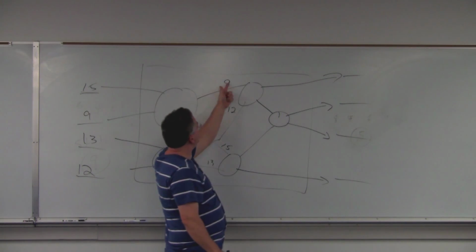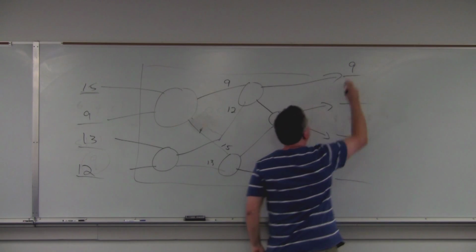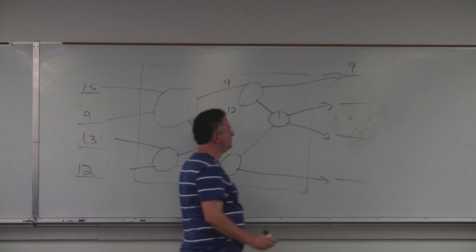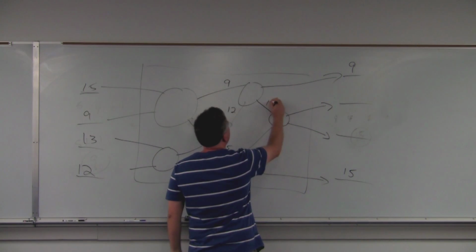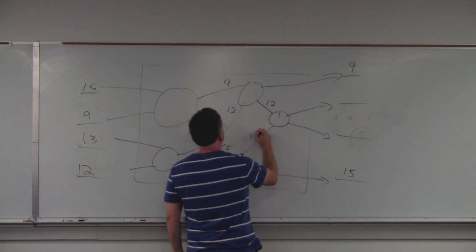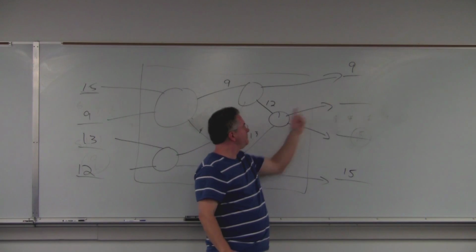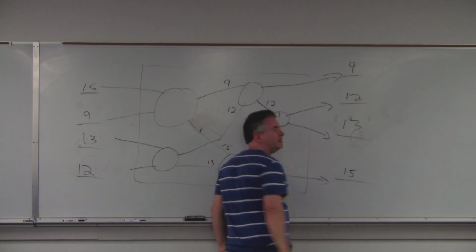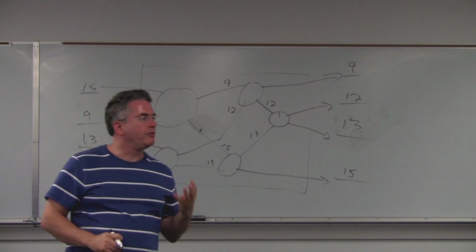Now I compare 9 and 12. Which one is smallest? 9. I compare 15 and 13. Which one's largest? 15. So I have the 12 going here and the 13 here. So now, out of this, which one goes to the top? 12. And I have 13. So those are sorted now. I just built a machine that will sort 4 numbers.